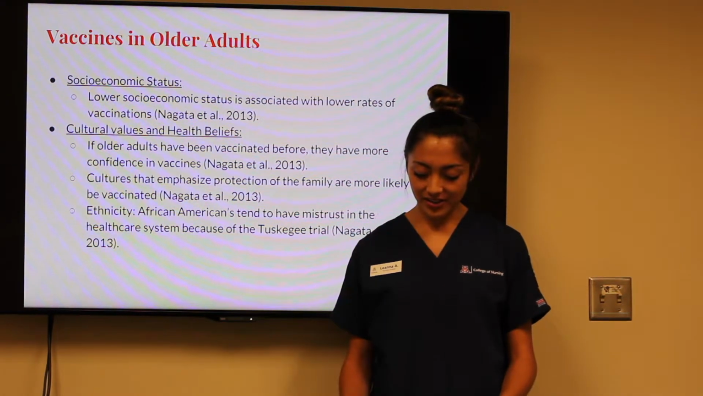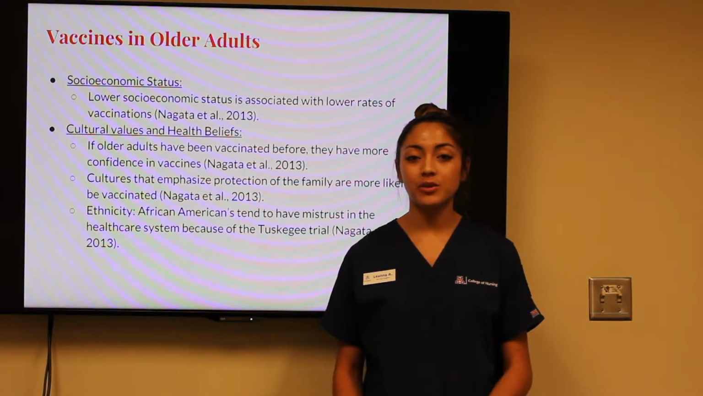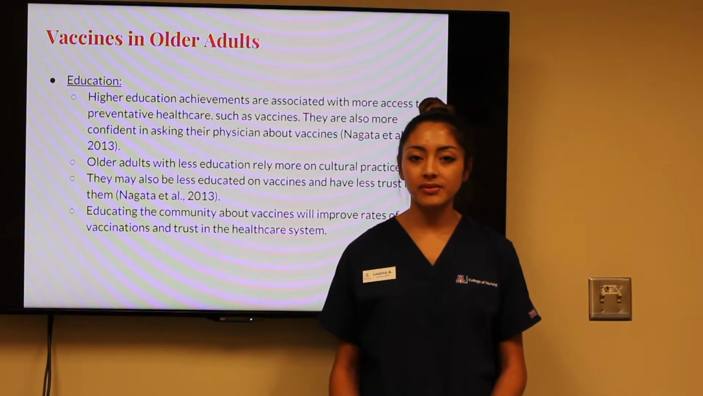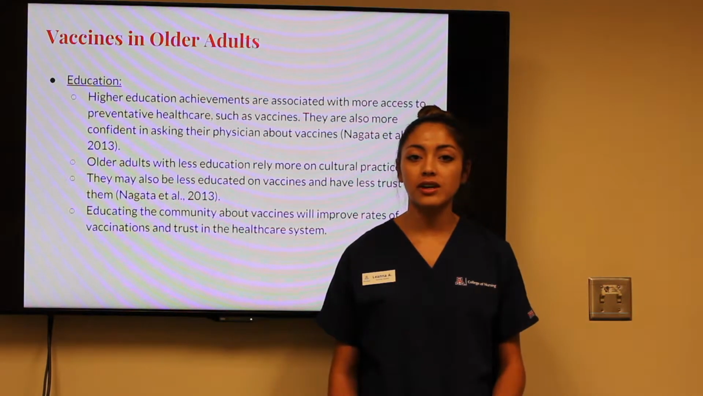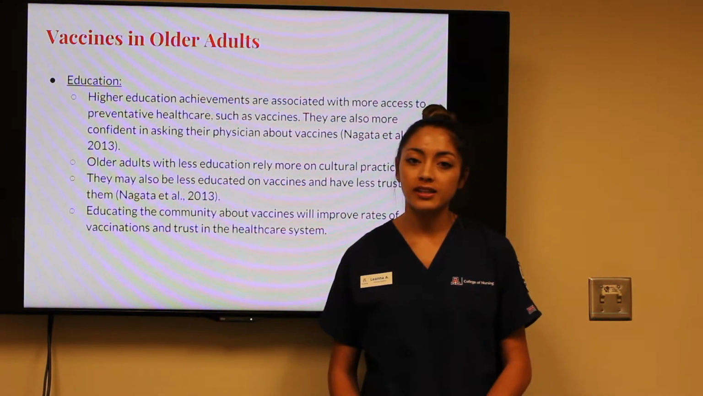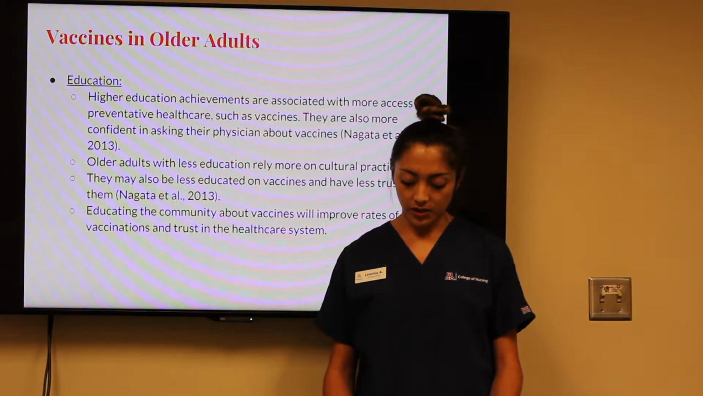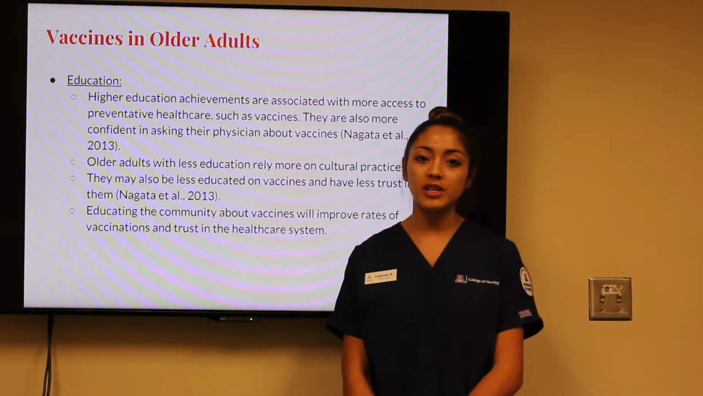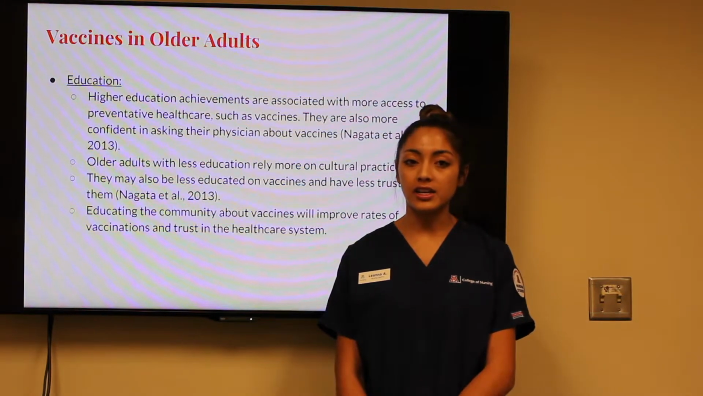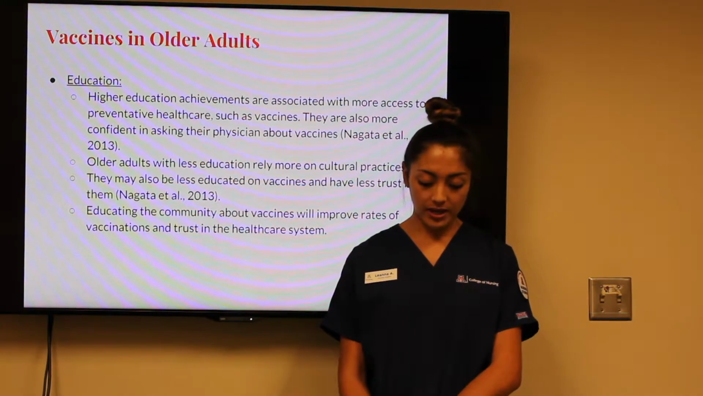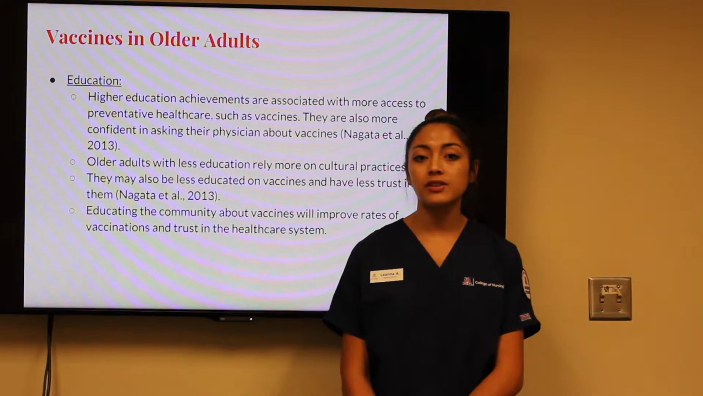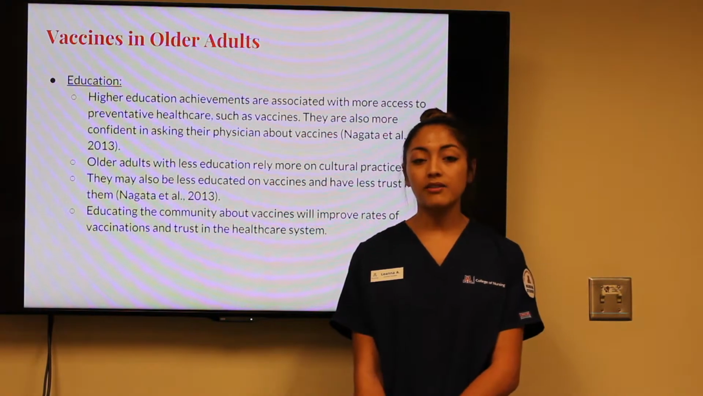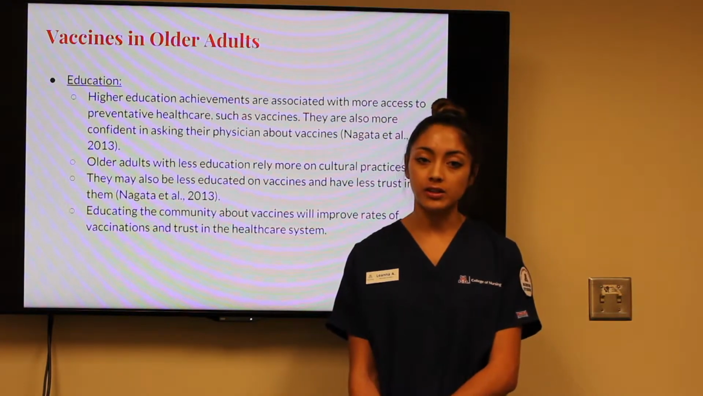And another factor that influences the decision of older adults in getting vaccines is education. This includes education level as a whole, and then education on vaccines as well. The systematic search found that older adults with higher educational achievements had higher rates of vaccinations. This could be because they have more confidence in asking their physicians about preventative health care, and also because they have more access to this health care as well.